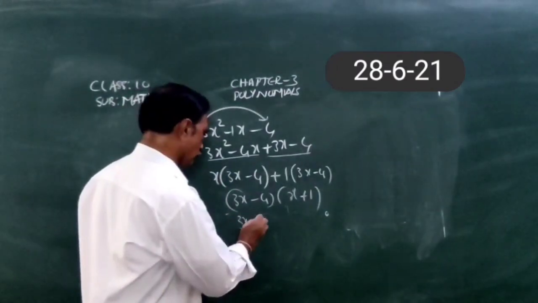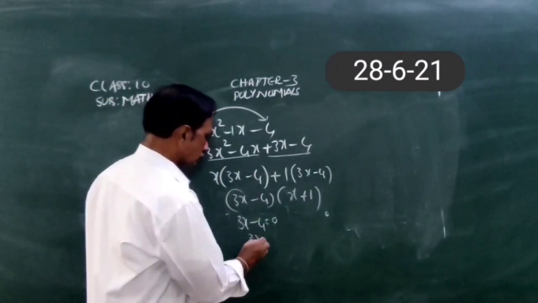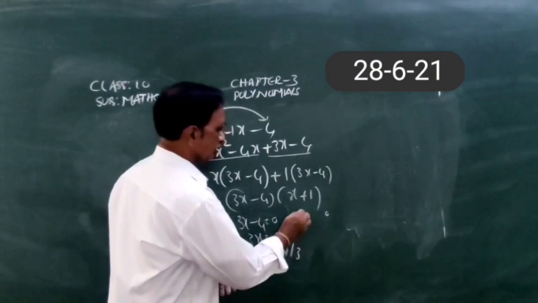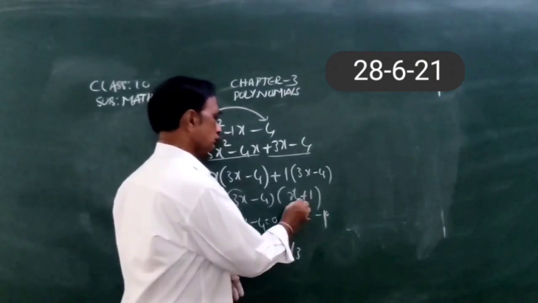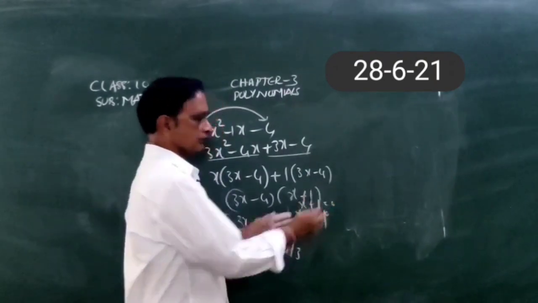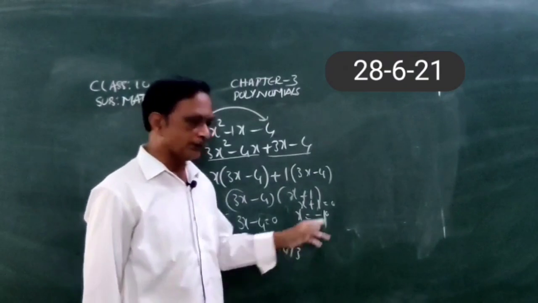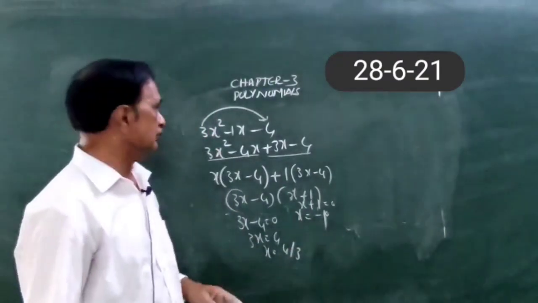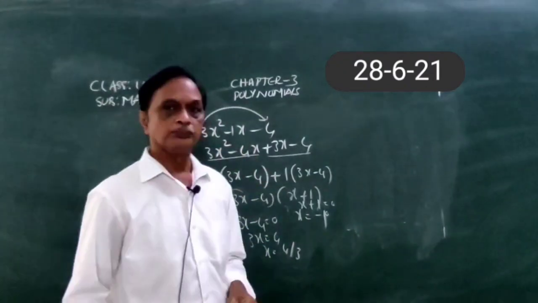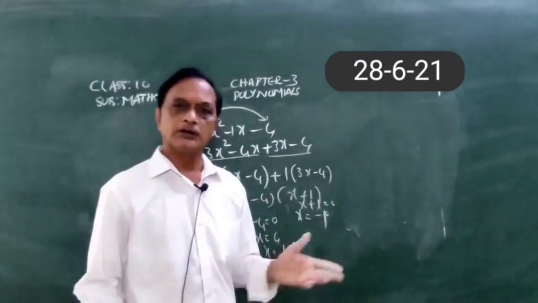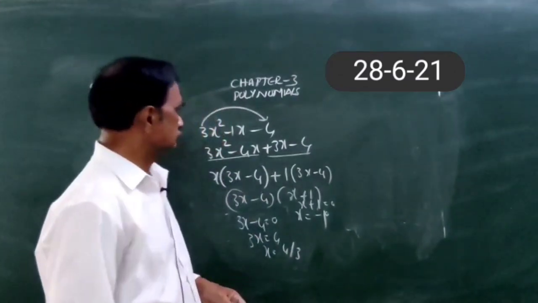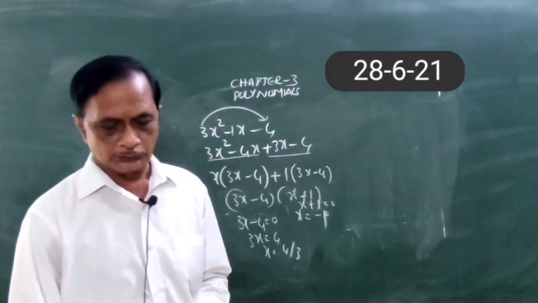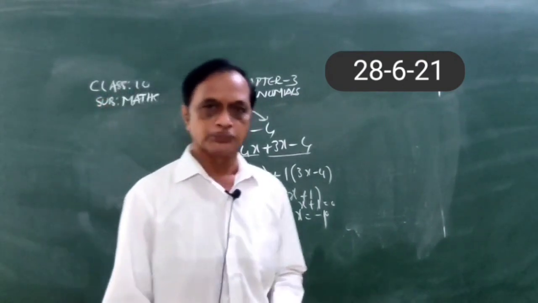What are the zeros? 3x minus 4 equal to 0, 3x equal to 4, x equal to 4 by 3. Here x equal to minus 1. So before that you must write x plus 1 equal to 0 and x equal to minus 1. You got the zeros: 4 by 3 and minus 1. Now, what is the coefficient of x square? 3. Coefficient of x? Minus 1. Constant? Minus 4. So, in the next class, we complete the remaining problems in 3.3 and also do the remaining examples. Thank you.